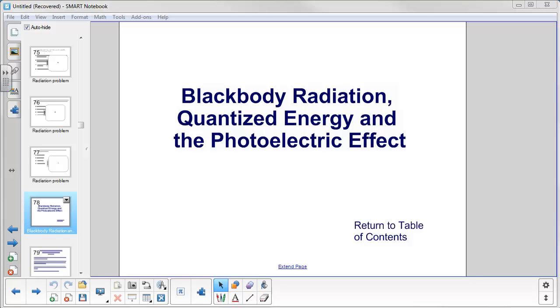This unit is going to cover a whole lot. This really brings us into the 20th century modern physics. We're going to start with blackbody radiation, talk about quantized energy, and then the photoelectric effect.